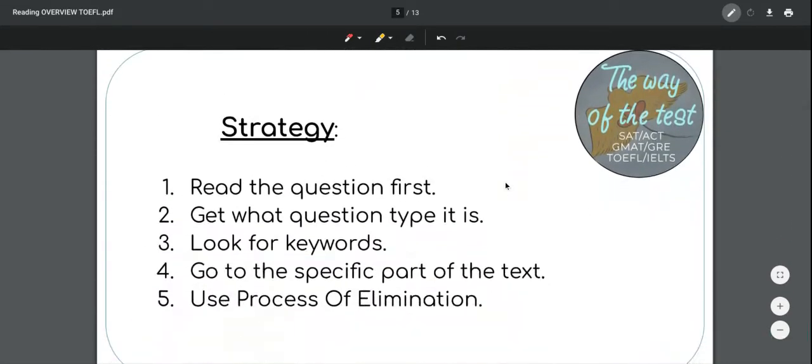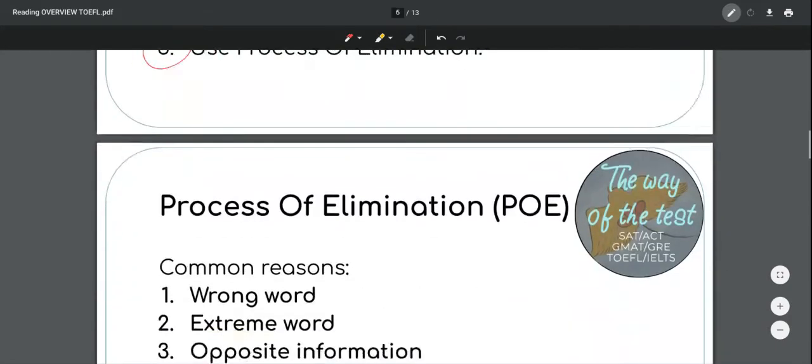Okay, now as to the strategy, what is the strategy we're going to use for the reading section? We are going to read the question first. We're going to make sure what type of question it is. Again, we're going to see the question types in following videos. We're going to see what type of question it is, and then we're going to look for keywords in that question, and then we're going to go to the specific part of the text that contains those keywords, and then we're going to go back to the question and use process of elimination to get the right answer. Again, each individual question, we're going to see in some video. So this is just an overview of how to apply this strategy.